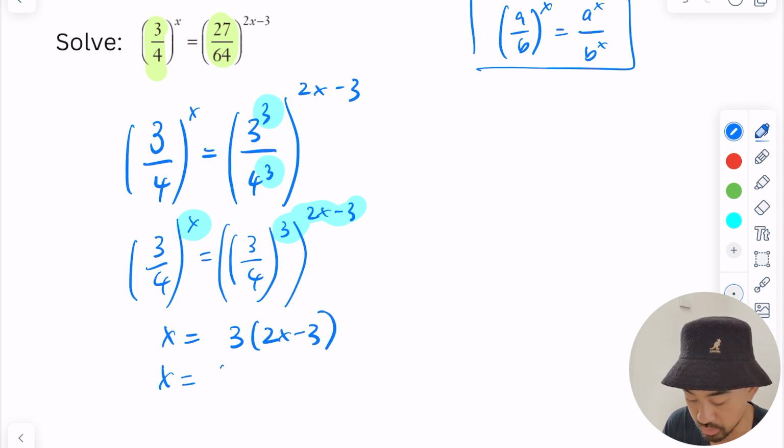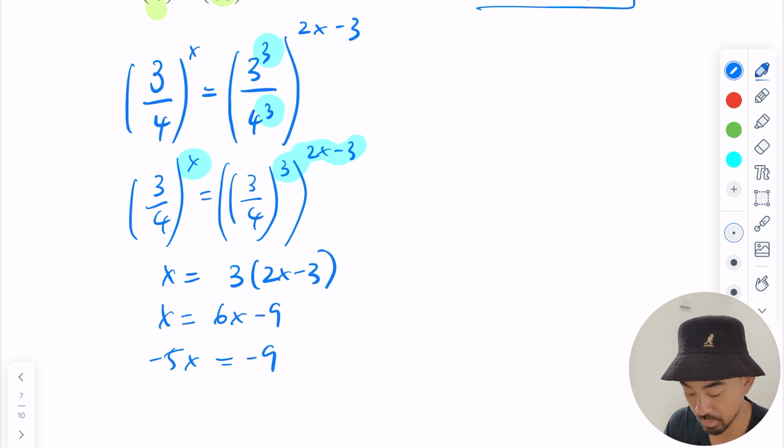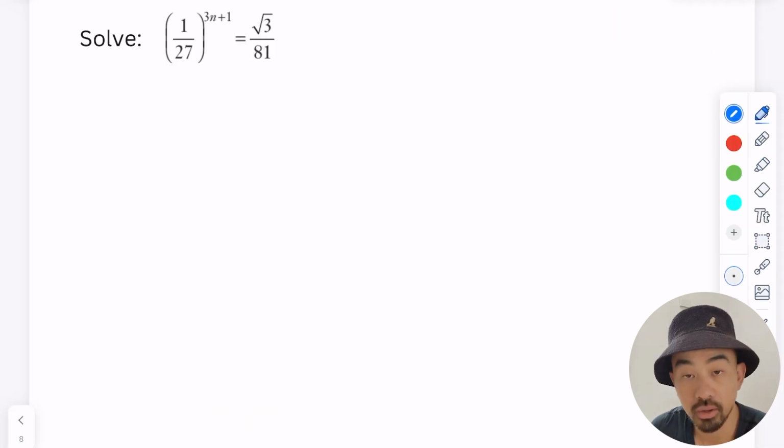So x is equal to 6x minus 9. I'll move the 6x the other side. Minus 5x equals minus 9. So x equals 9 on 5. Okay, I'm done.